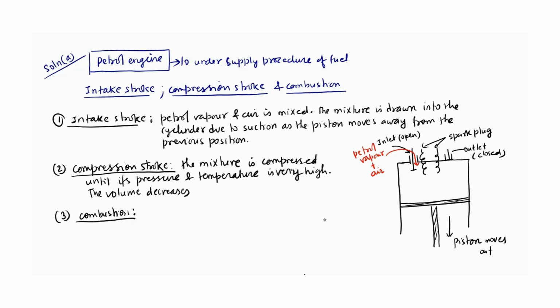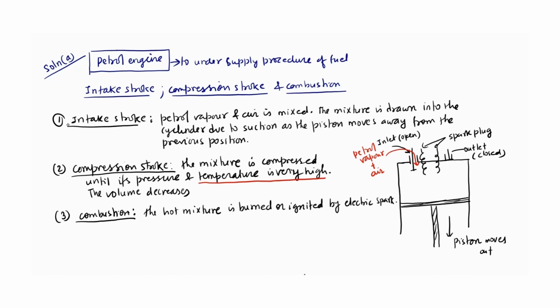Now, in combustion, since the temperature is very high, we can see in the compression stroke that the temperature is very high. So what do you find in combustion? The hot mixture is burned, or ignited, by an electric spark. So we have this.